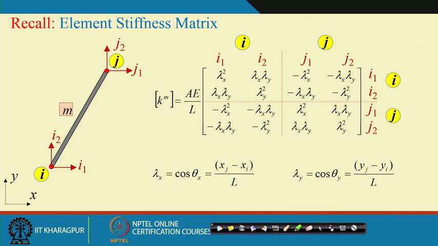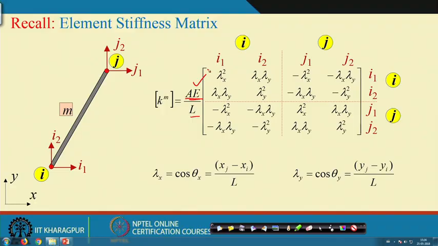Now, another important thing is that for this problem, we assume that area, Young's modulus and length are the same for all the members. But if they are not the same, then when we calculate the stiffness matrix for a given member, we have to consider the area, Young's modulus and length of that particular member.